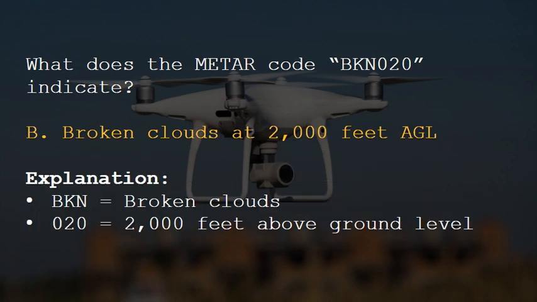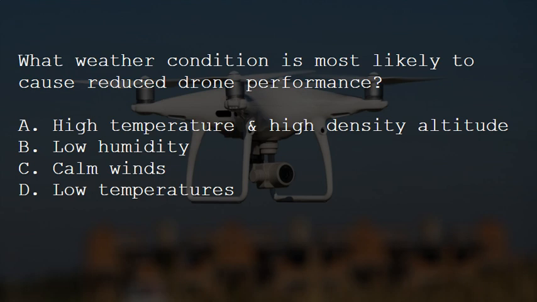The answer is B. Broken clouds at 2,000 feet AGL. Here, BKN stands for broken clouds, and 020 equals 2,000 feet above ground level. What weather condition is most likely to cause reduced drone performance?